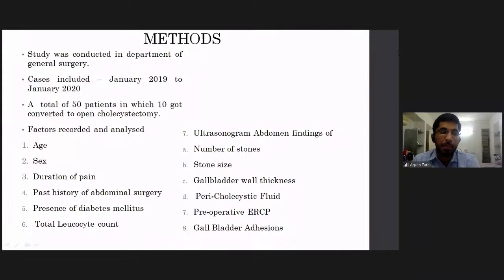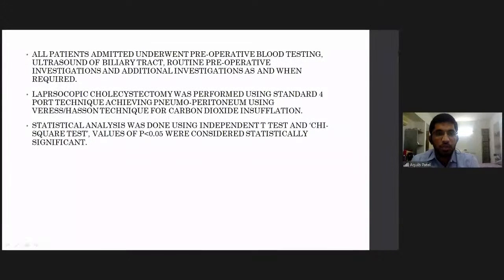Factors recorded and analyzed were age, sex, duration of pain, past history of abdominal surgery, presence of diabetes mellitus, total leukocyte count, USG finding of number of stones, stone size, GB wall thickness and pericholecystic fluid, preoperative ERCP, and gallbladder adhesions. Next slide, please. All patients admitted underwent preoperative blood testing, ultrasound of the biliary tract, routine preoperative investigations, and additional investigations as and when required.